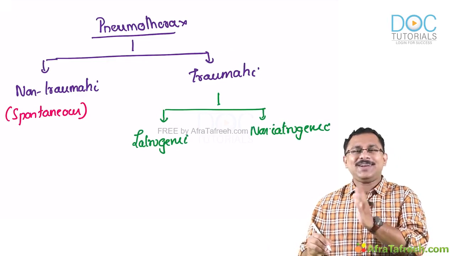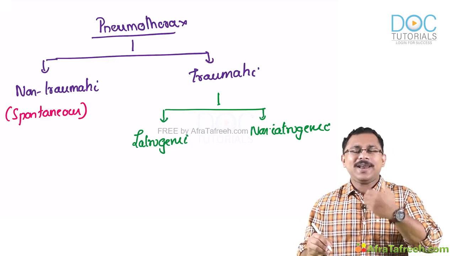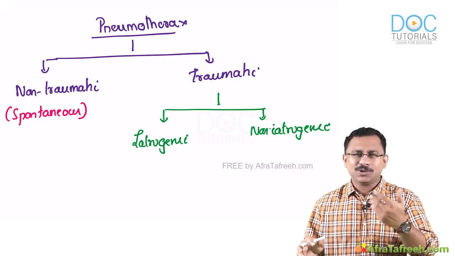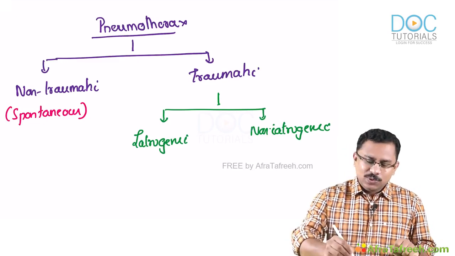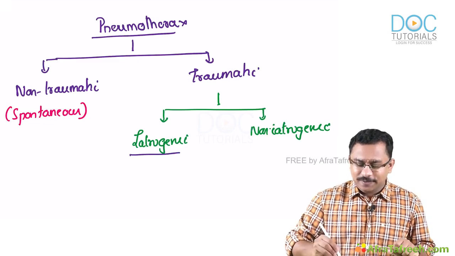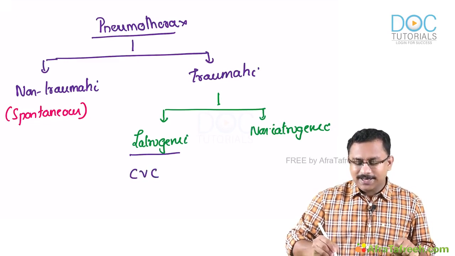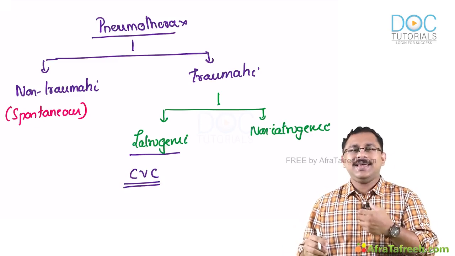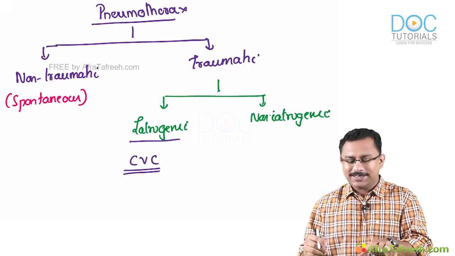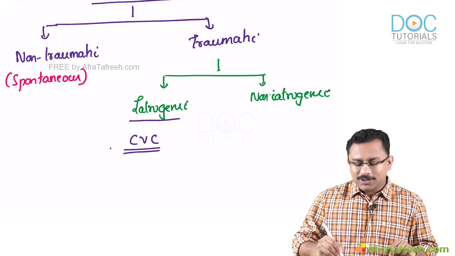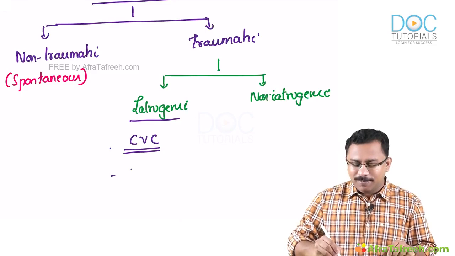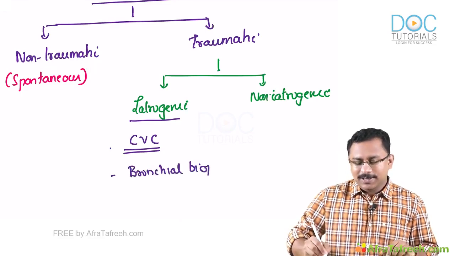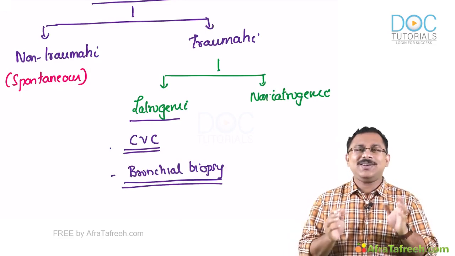Now, iatrogenic means you are actually inducing pneumothorax in a patient because of some procedural complications. Often this occurs in the setting of insertion of, say, a central venous catheter. You are attempting to put a central venous catheter and you injure the pleura and there is pneumothorax. It can also occur while you are attempting a bronchial biopsy. There can be an injury to the pleura and subsequent pneumothorax.